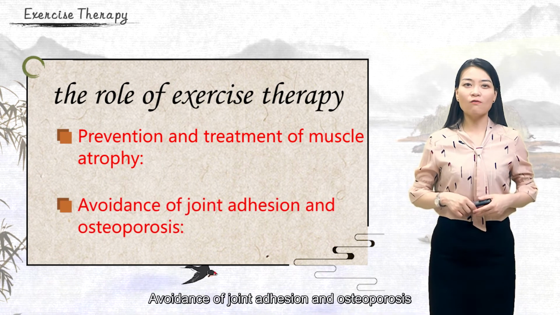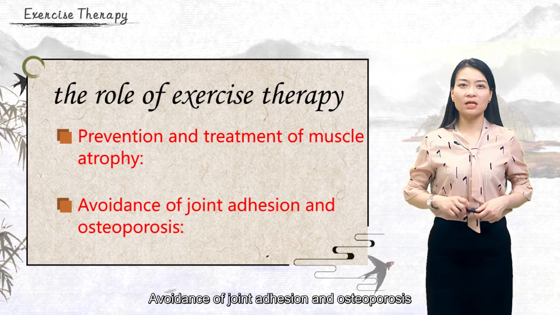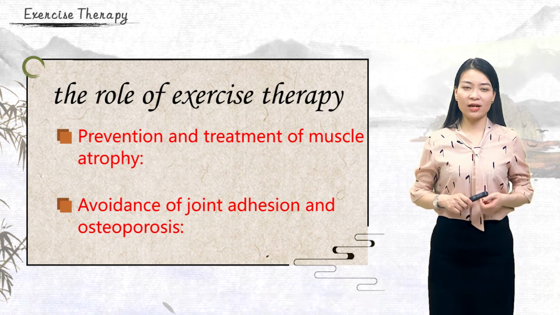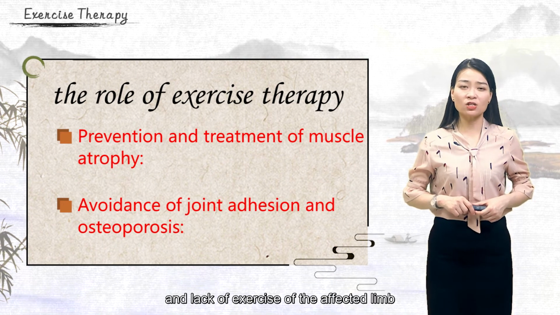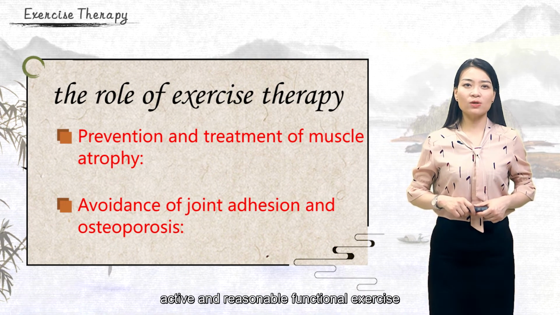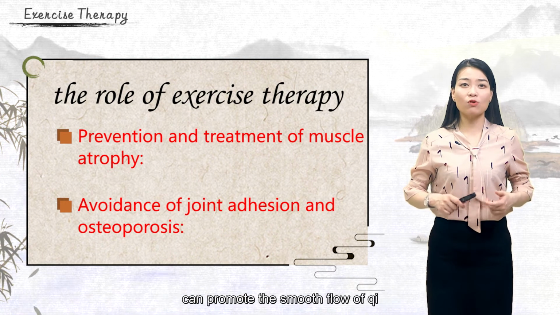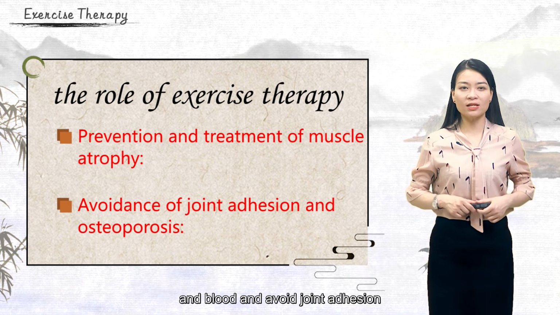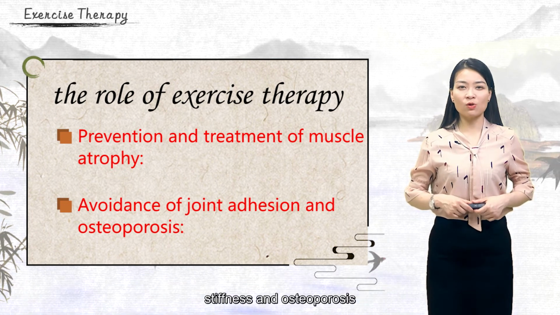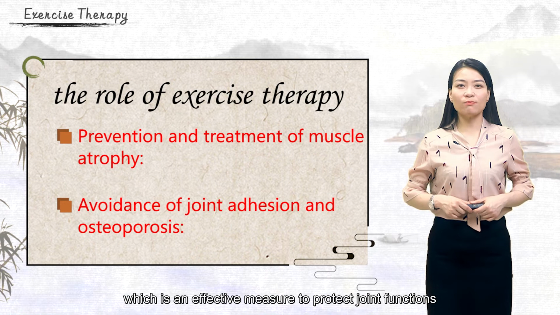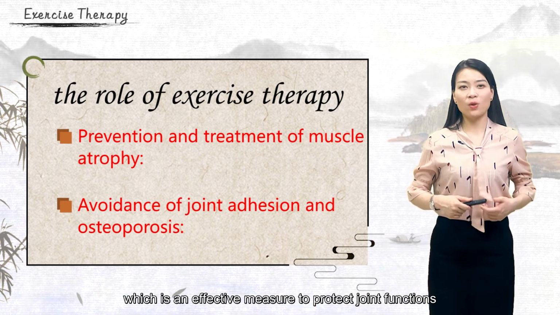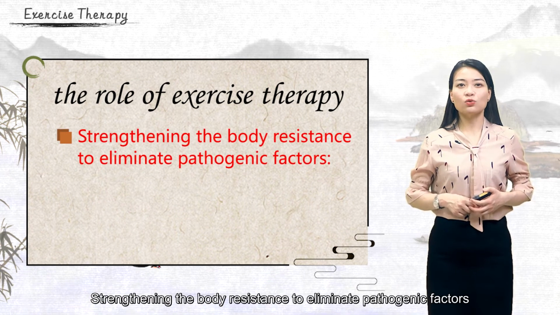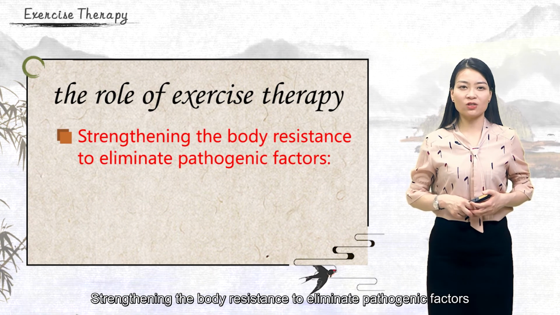The fifth, avoidance of joint adhesion and osteoporosis. Because of the long-term fixation and lack of exercises of the affected limb, active and reasonable functional exercises can promote the smooth flow of qi and blood and avoid joint adhesion, stiffness, and osteoporosis, which is an effective measure to protect joint function. The sixth, strengthen the body resistance to eliminate pathogenic factors.